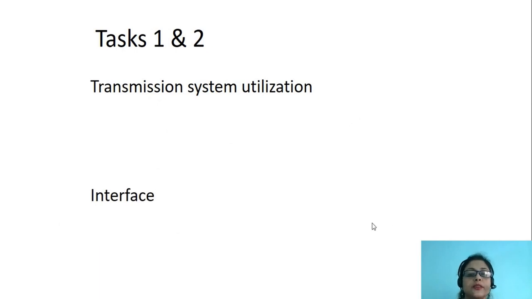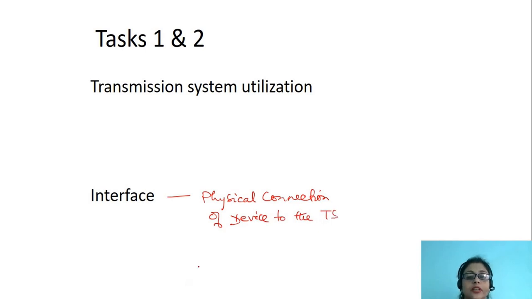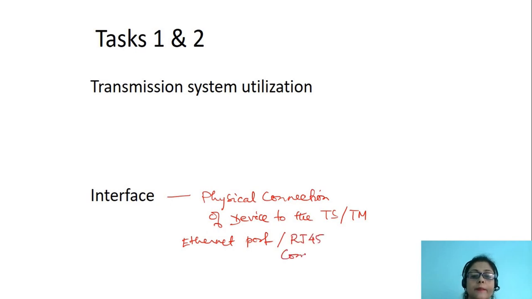Next, we go to interface. This is the physical connection of the device to the transmission system or transmission medium. We can have the Ethernet port through which the computer can be interfaced to the transmission medium. In that case, we can use an RJ45 connector. So this is interface.